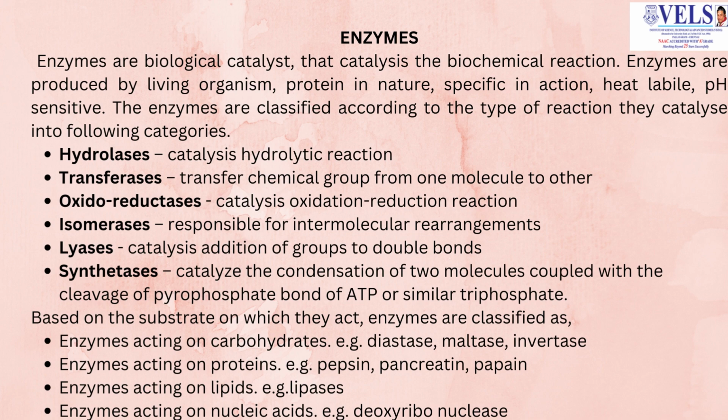Apart from this, based on the substrate on which they act, enzymes acting on carbohydrate are known as amylases, for example diastase, maltase, or invertase. Enzymes acting on proteins are known as proteolytic enzymes, for example pepsin, pancreatin, and papain. Enzymes acting on lipids are known as lipases, and enzymes acting on nucleic acid are known as deoxyribonucleases.